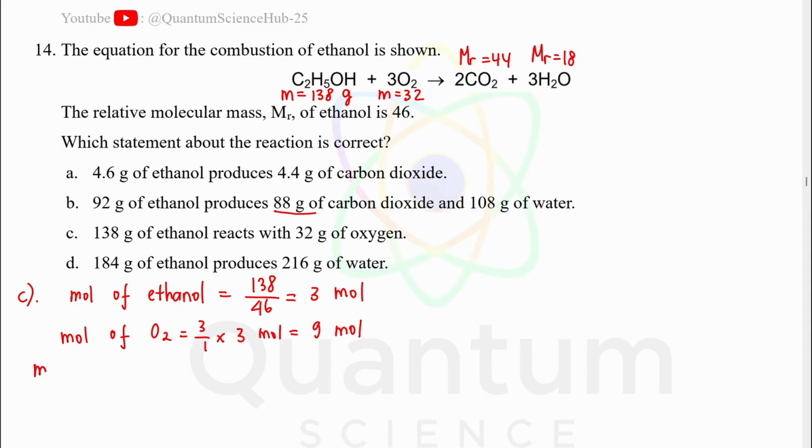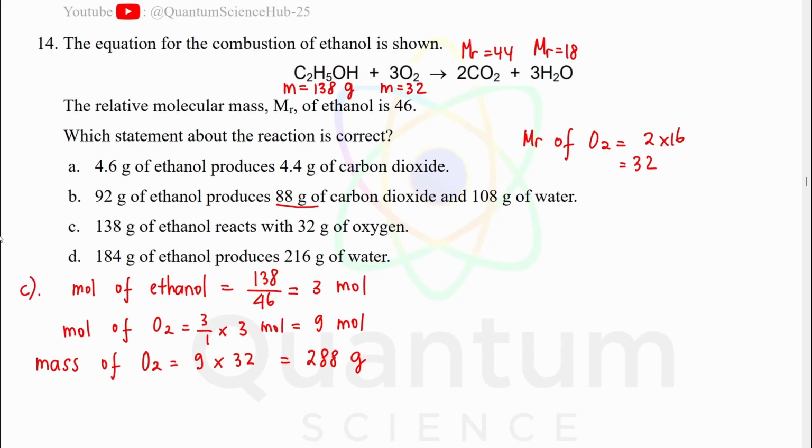Next, we find the mass of O2. Mass equals mole times Mr, 9 times. Then we find the Mr of O2. Oxygen is 16, and we have 2 oxygen, so 2 times 16 equals 32. So 9 times 32 equals 288 gram. Okay, so option C is wrong because it should be 288 gram.